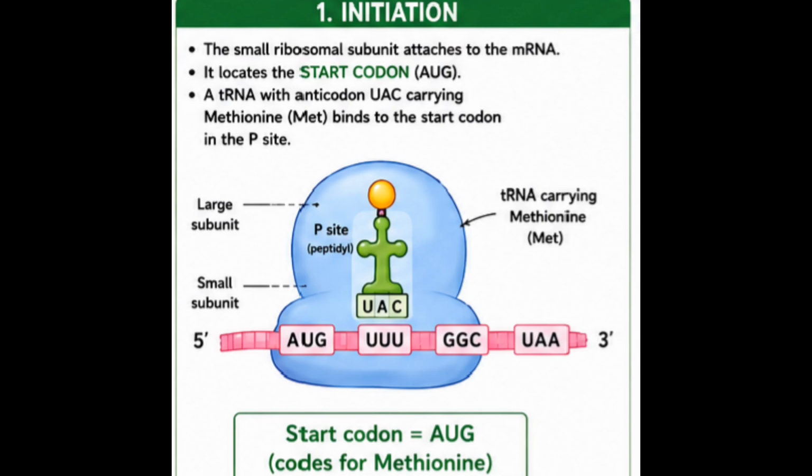Now, a tRNA carrying the correct amino acid comes in. The tRNA has an anticodon that matches the codon on the mRNA. For example, if the mRNA codon is AUG, the tRNA anticodon is UAC. So, initiation basically prepares the mRNA and the ribosome to begin building the protein.